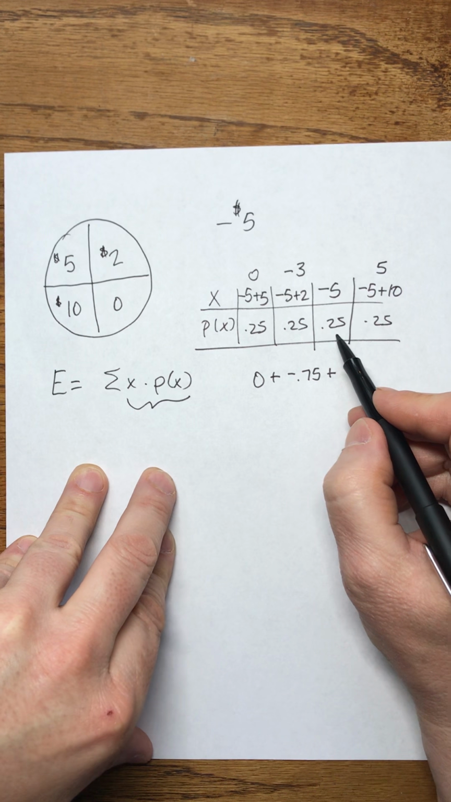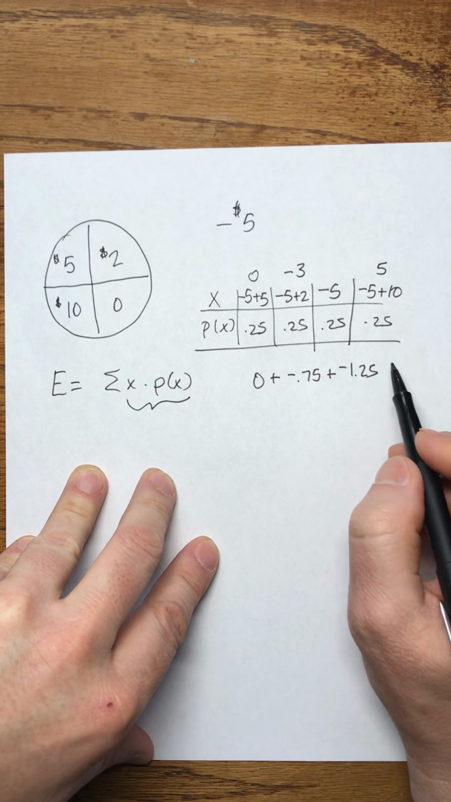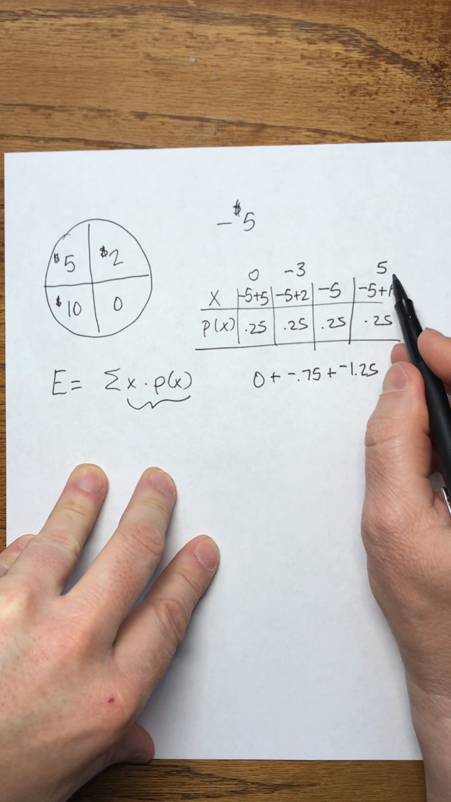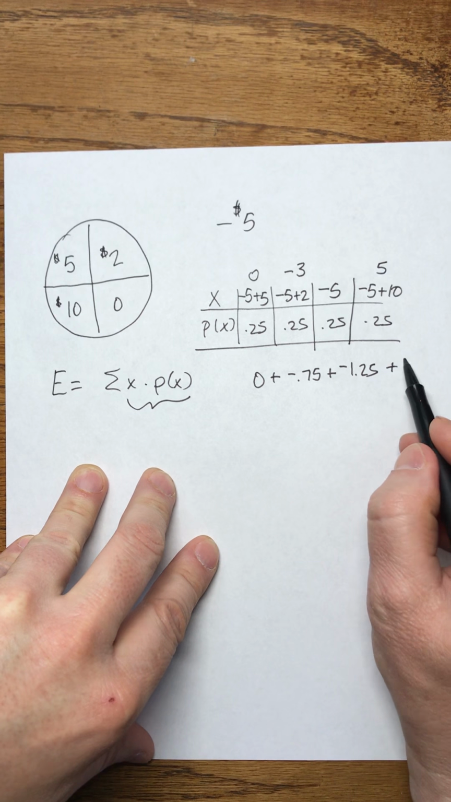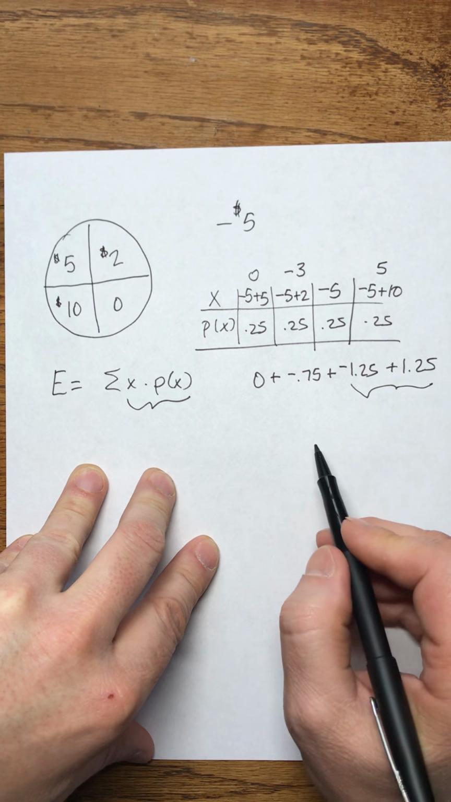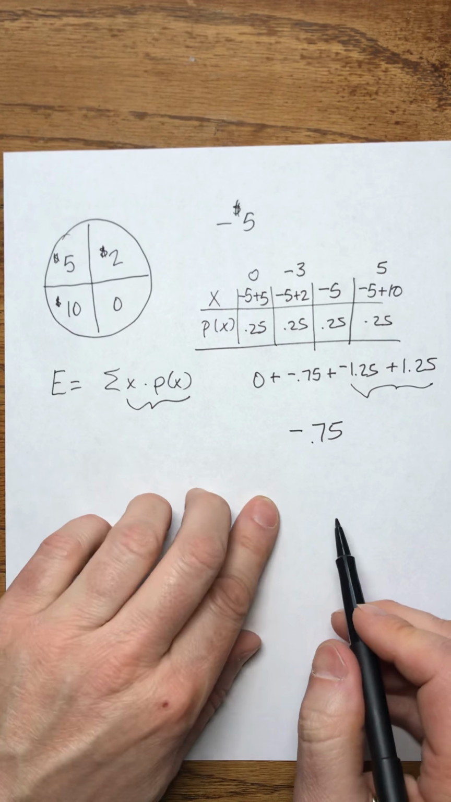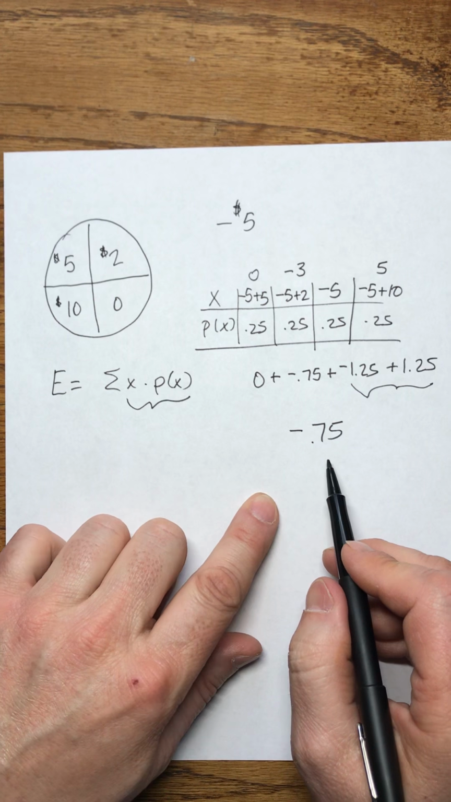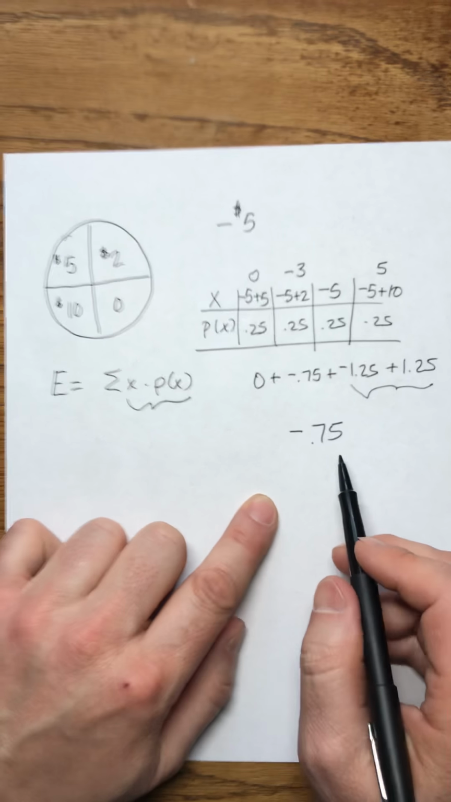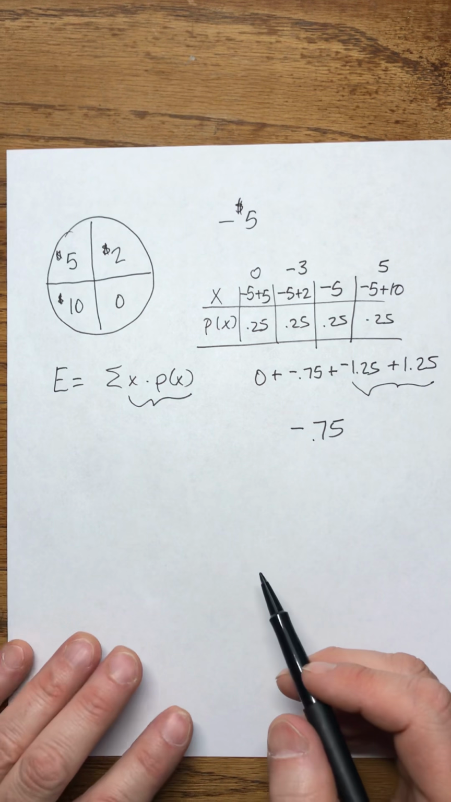5 times 25 would be 1.25 negative. And this would be a positive 5 times 25, which would be a positive 1.25. Add these up, you could see that these cancel out. And on the average, you would be out 75 cents if you played this game continually over and over again. This is how expected value works.